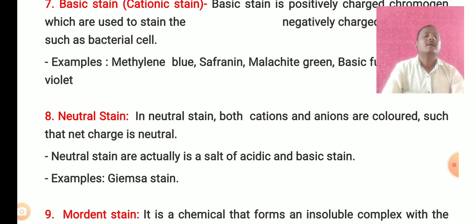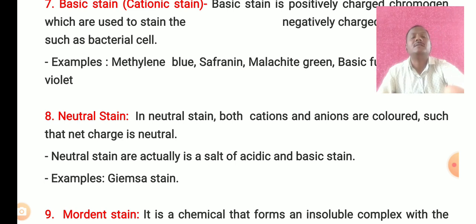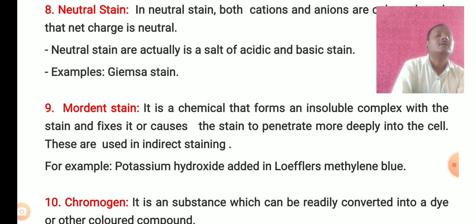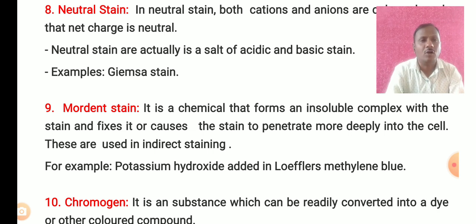Neutral stain. In a neutral stain, both cations and anions are colored such that the net charge is neutral. They are equal, that's why they are neutral. For example, these are stains. After that, we'll see the mordant. It is a chemical that generally forms an insoluble complex with the stain and fixes it, or causes the stain to penetrate more deeply into the cell. These are used in indirect staining techniques.